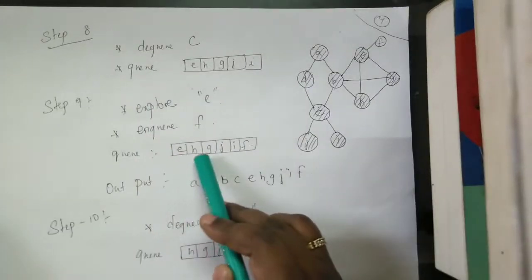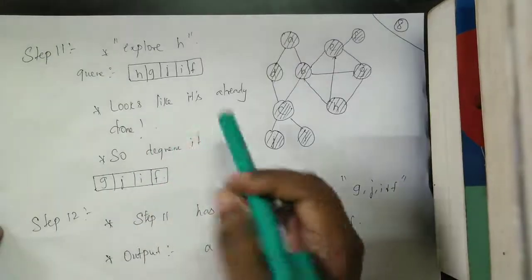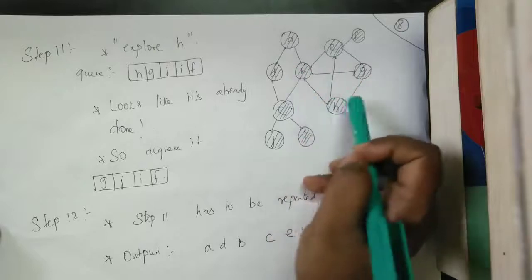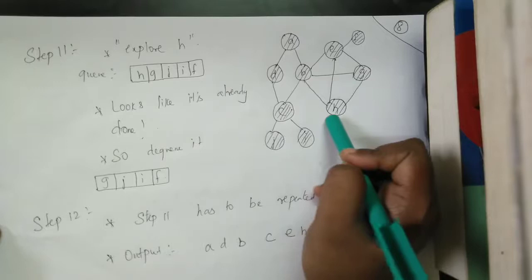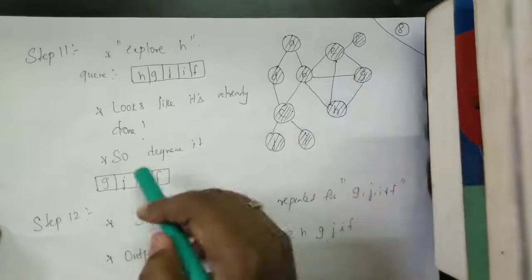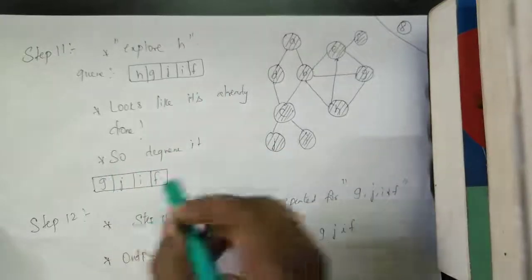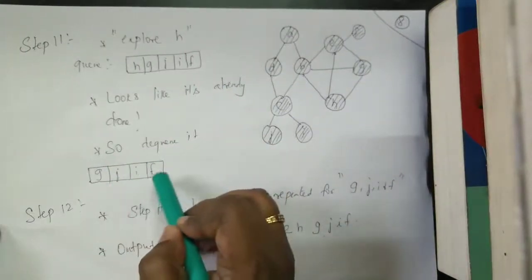Now in the next step we got to explore H. When we look at H, it looks like it's already done. All the adjacent vertices of H are already marked visited, so we can DQ it. So H is removed. In a similar fashion, we can DQ G, J, I, F in the same order.